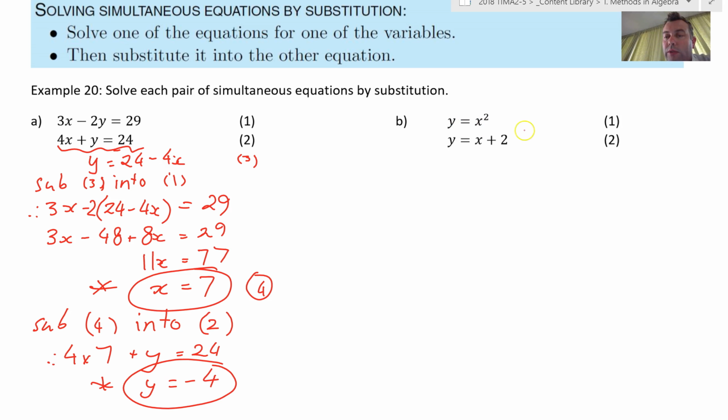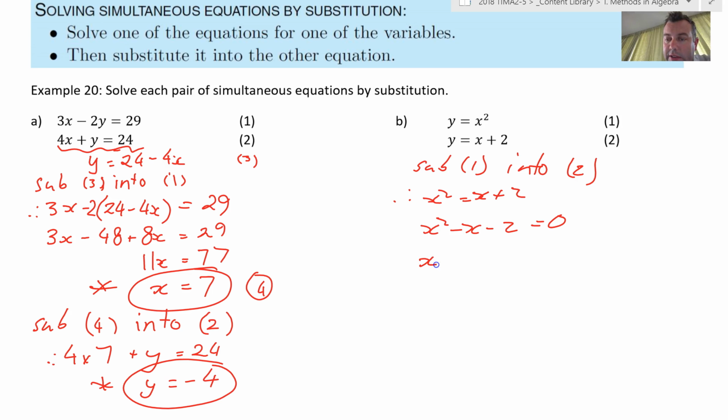Let's try it again. Here's another example. y equals x squared, y equals x plus 2. I'm going to sub 1 into 2. Right, and that means that I get x squared equals x plus 2. Means that x squared minus x minus 2 equals 0. Then I get x minus 2, x plus 1 equals 0. Therefore, x equals 2 or x equals negative 1.